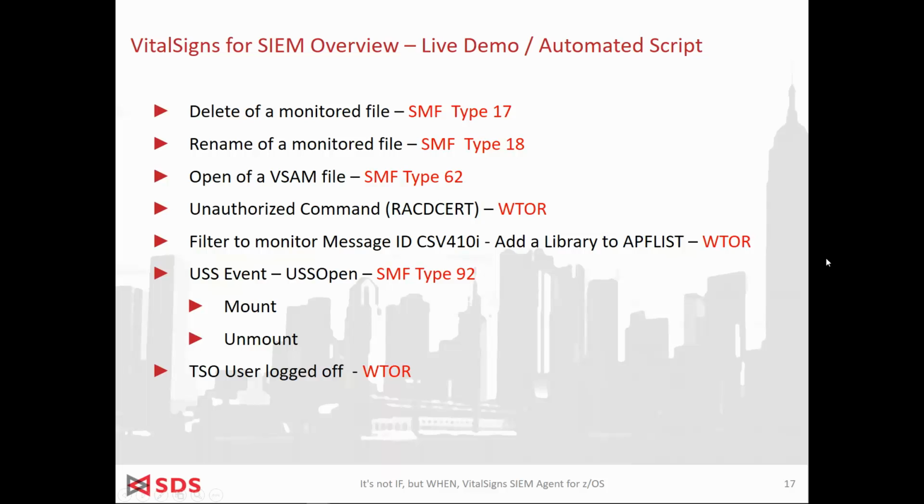Add a library to the APF list. I don't have the SMF event turned on for this, but I do have the write-to-operator message turned on. And then in conclusion, do a logon to iShell, so into Unix System Services, and do a mount and an unmount of a file system. Those will generate the SMF 92s. And then lastly, the user logs off and will issue the write-to-operator message on the system console.